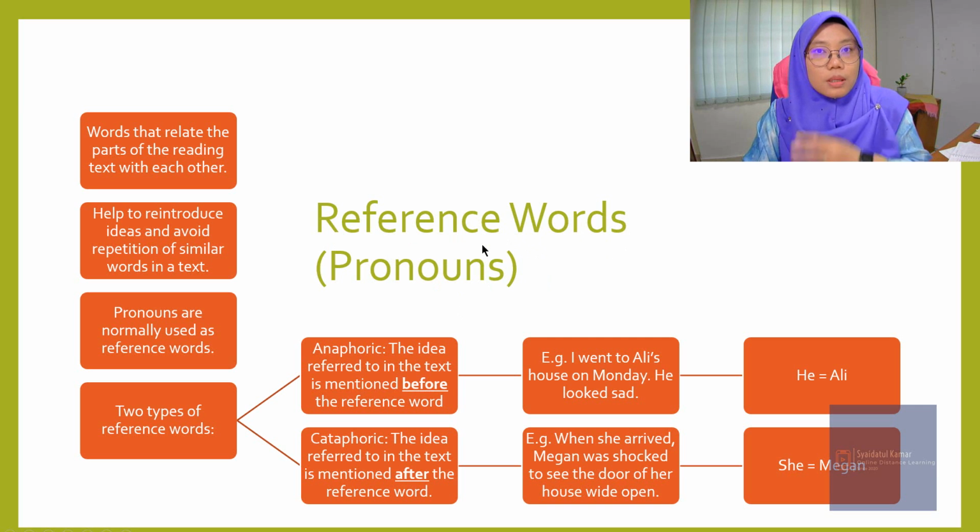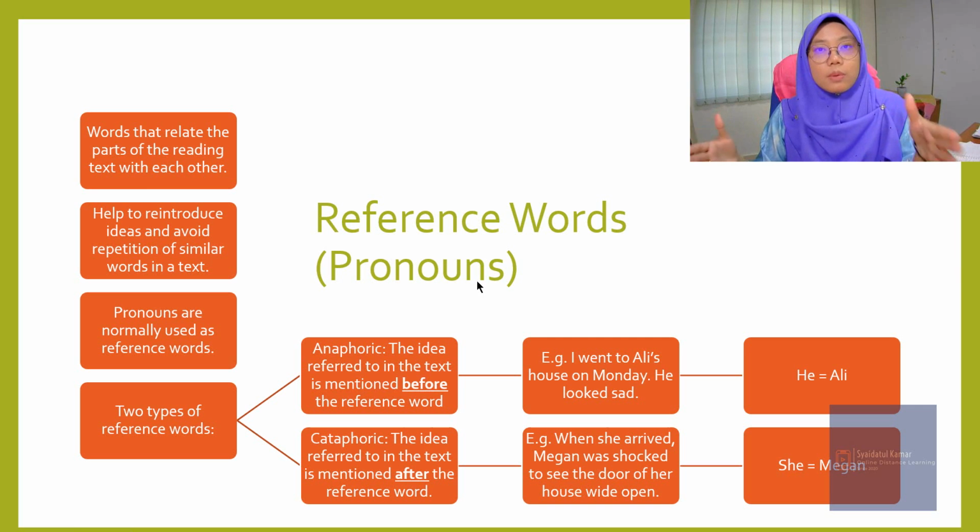Okay, like I mentioned in the example before this, when you want to talk about somebody, your best friend, you cannot just say his name or her name over and over. Sometimes you have to change the name into something else. So that is what we call pronouns, a word that you use to represent other people. Words that relate the parts of the reading text with each other help to reintroduce ideas and avoid repetition of similar words in the text. So this is very important. That is why you need to understand the use of reference words.